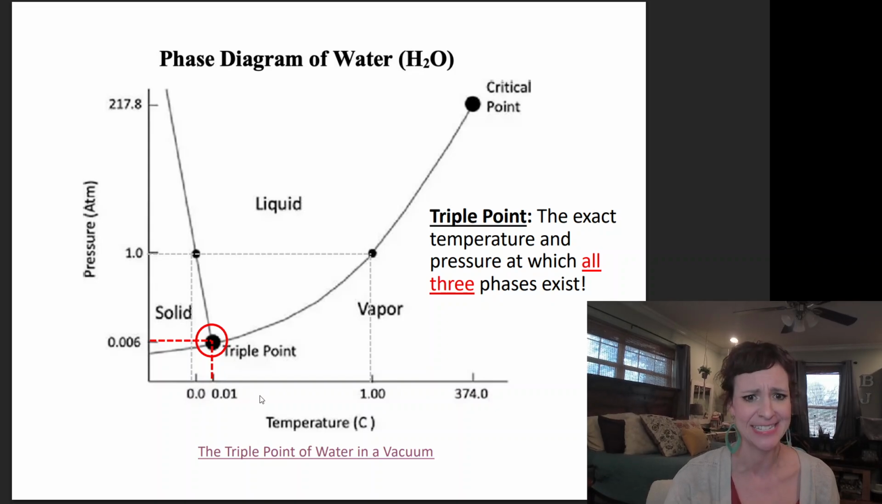Okay, so looking at this, it looks like for water specifically to exist in all 3 phases, you're going to have a temperature of about a little bit above freezing, right? A little bit above, we would say, the melting point, right? And then we would say it's like, oh my gosh, that's a really, really, really low pressure. So let's kind of visualize and watch a video about what a triple point really looks like in action.